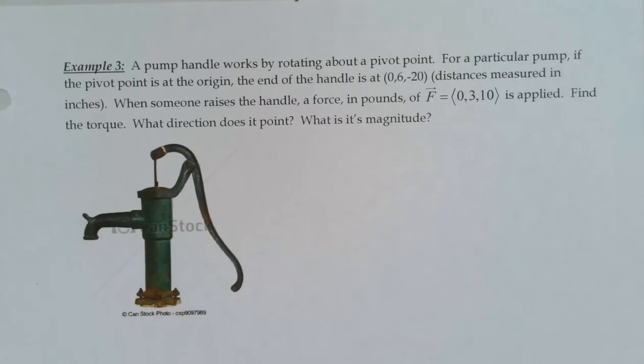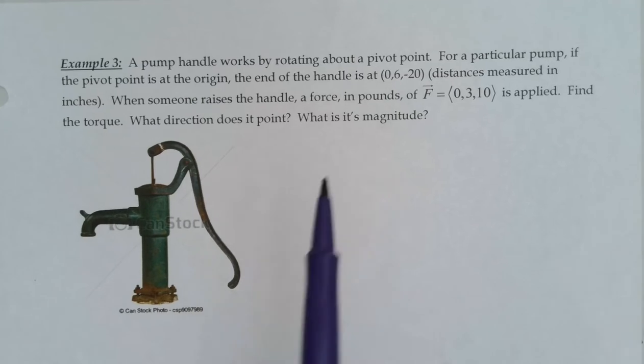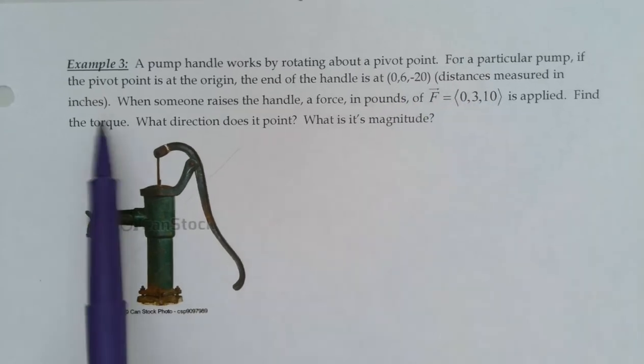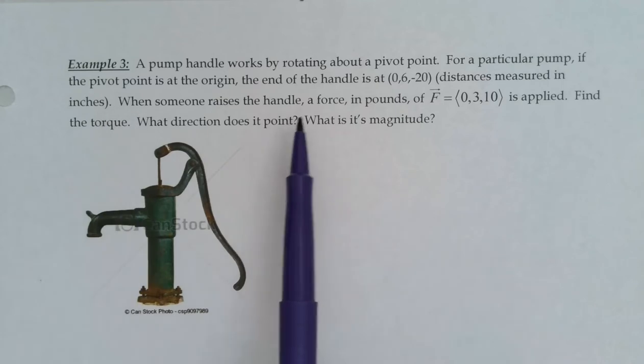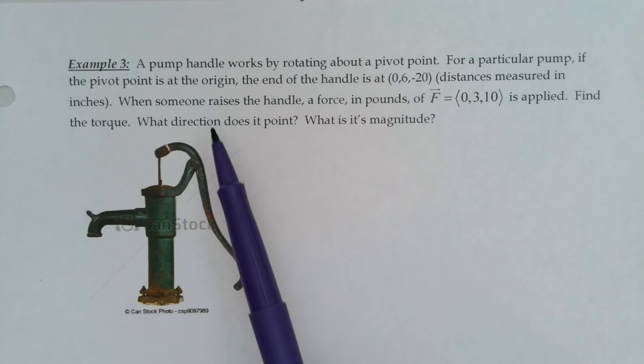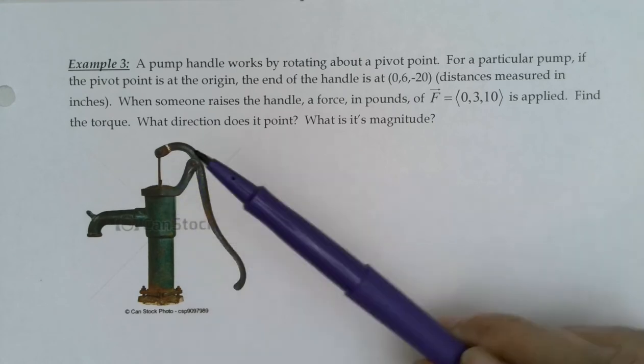We have a pump handle that works by rotating about a pivot point. For a particular pump, if the pivot point is at the origin, the end of the handle is at 0, 6, negative 20, distance measured in inches. When someone raises the handle, a force in pounds of F is applied. Sorry, not releases, they're lifting it.